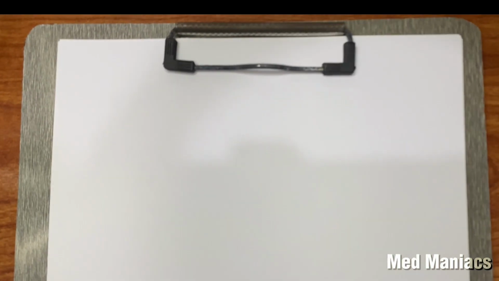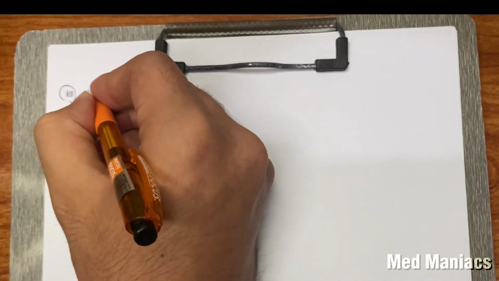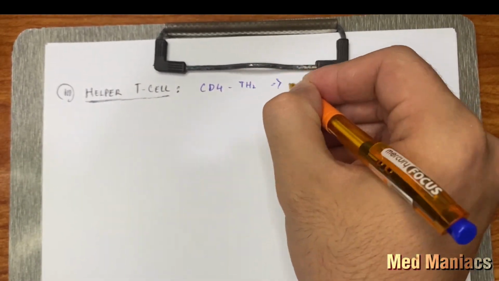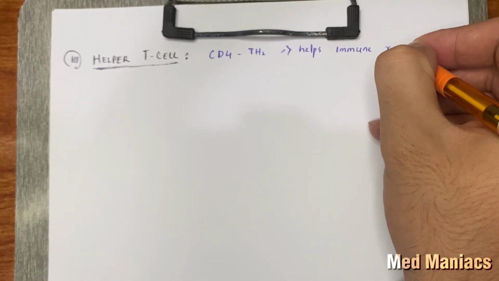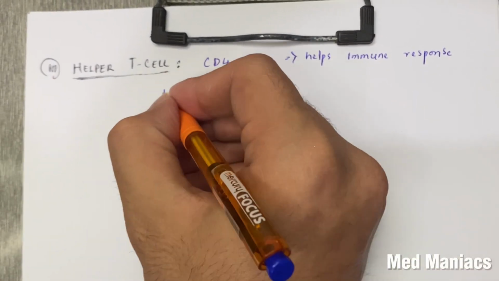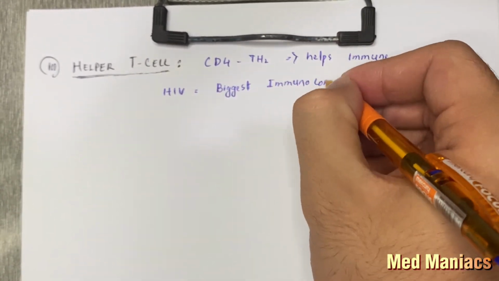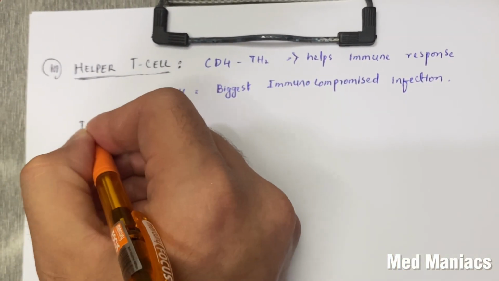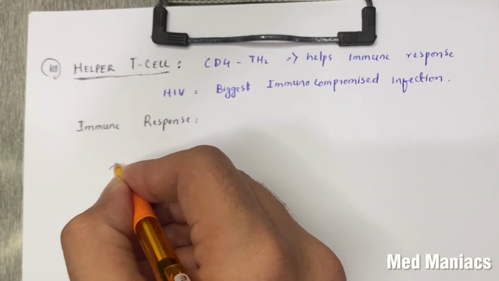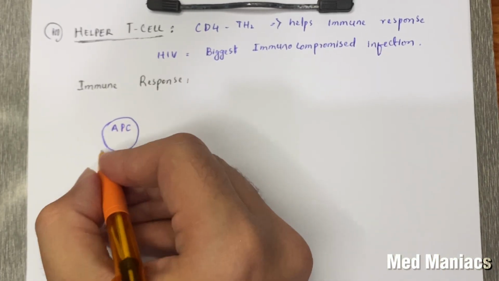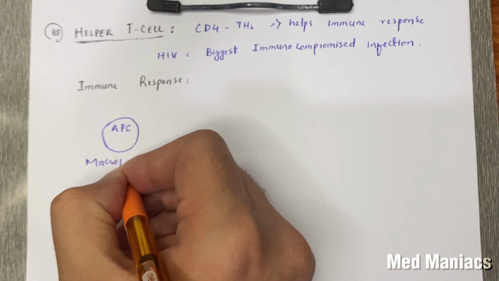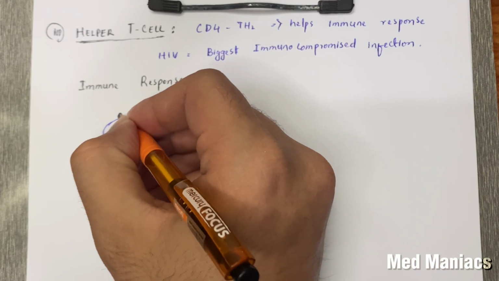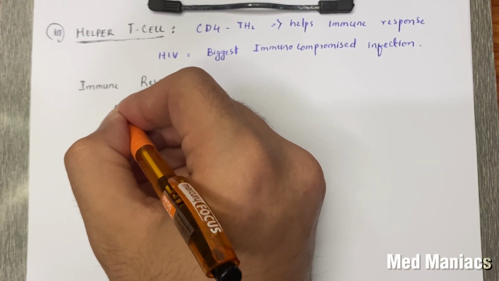Now we come to the helper T cell. It has CD4 cell surface receptors. The function of the helper T cell is that it helps the immune response. So for example, any bacteria or virus enters our body. What happens is that the macrophages catch them, engulf them, and then digest them by releasing lysosomal enzymes. Then the macrophage presents the antigen on its surface. The helper T cell is activated.